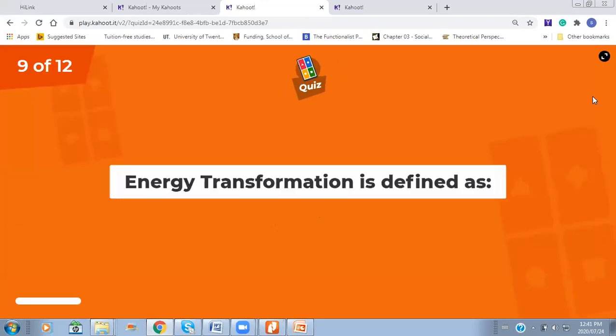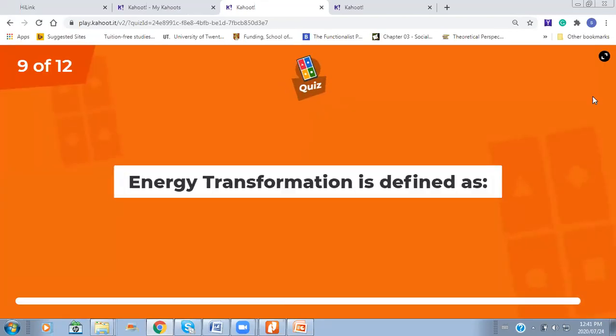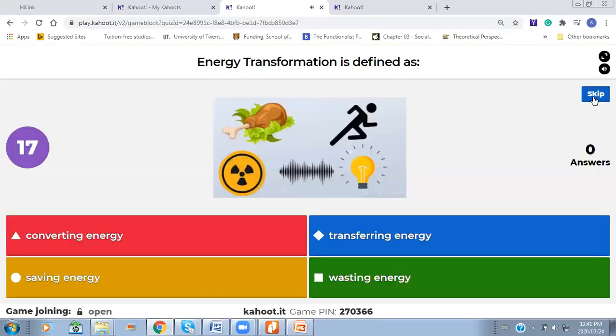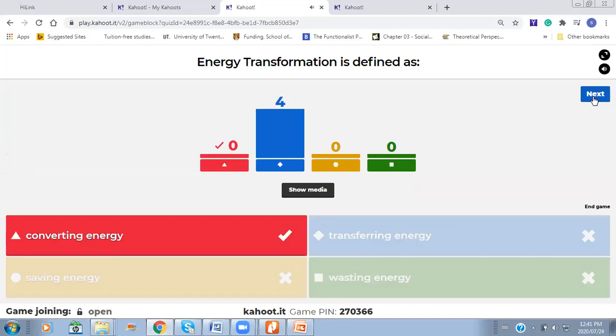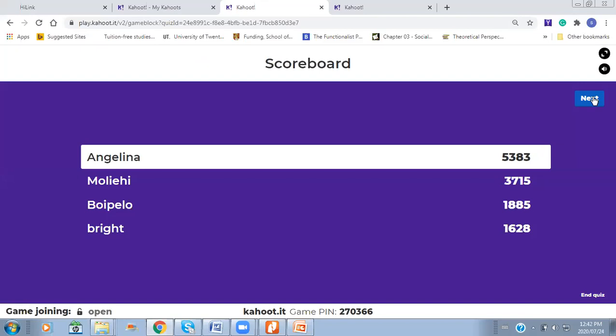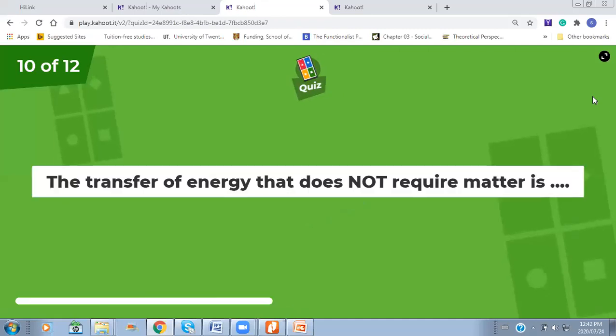Let's go. Question 9. Energy transformation is defined as converting energy, transferring energy, saving energy, wasting energy. Look at the picture as well to make your choice. Oh, all of you got it wrong. It's converting. Some of you took it to be transferring energy. Most of you answered transferring energy. Let's see the one who got it. Okay, the system is not going to tell me, but we'll see it in the report.